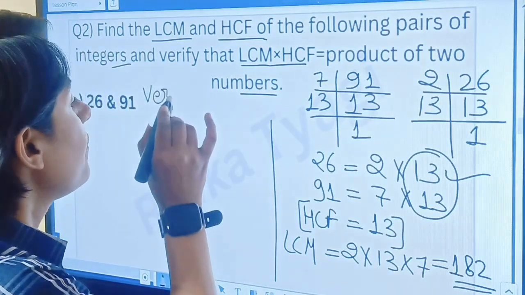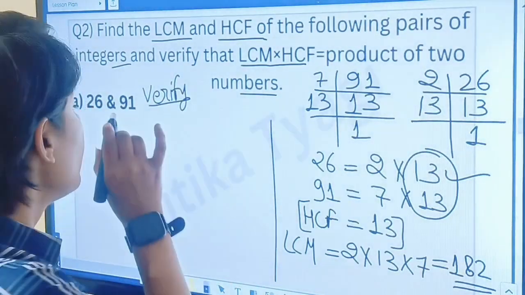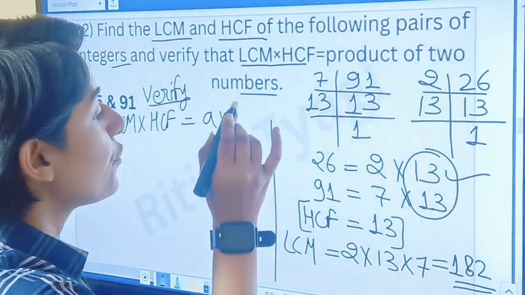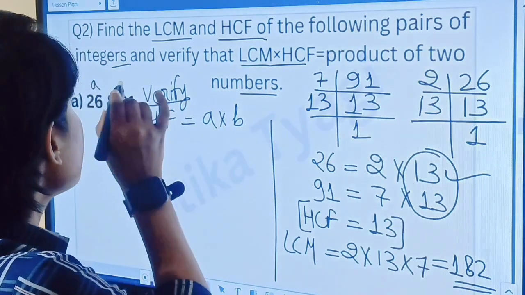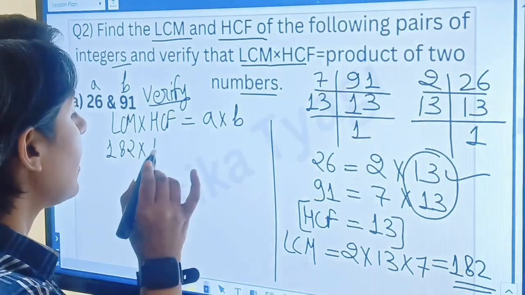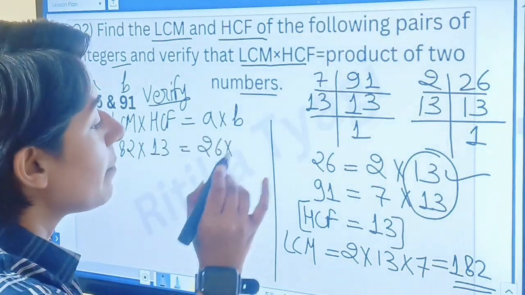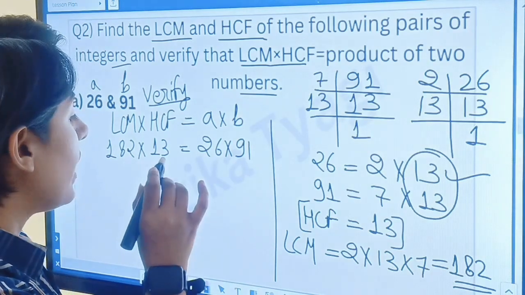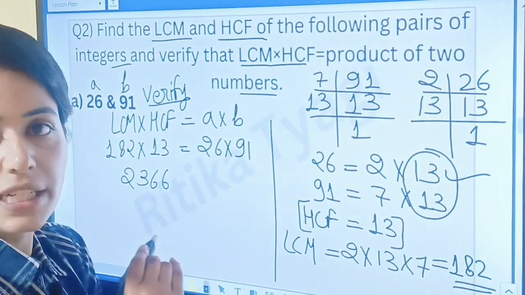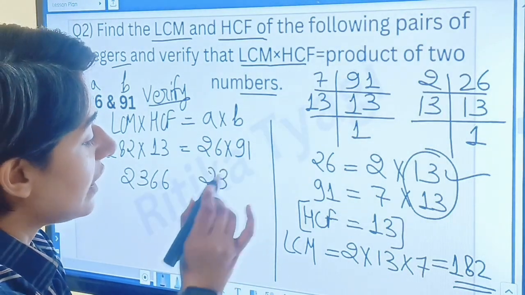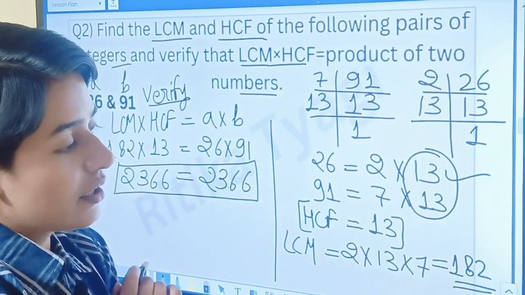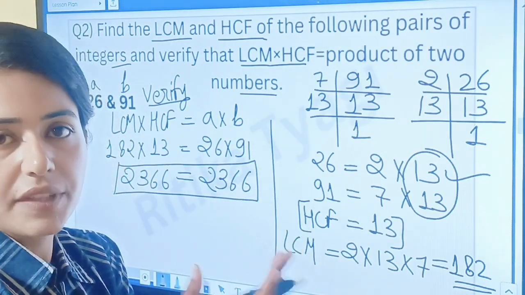Now we have to verify the LCM and HCF. For verification, we have the formula that LCM times HCF is equal to the product of the two numbers. Let A and B, A is 26 and B is 91. LCM is 182 multiply HCF, that is 13, and here 26 multiply 91. Multiplying 182 and 13, we get 2366. On multiplying 26 and 91, we get 2366. So the given relation is verified. It shows that the LCM and HCF are correct.